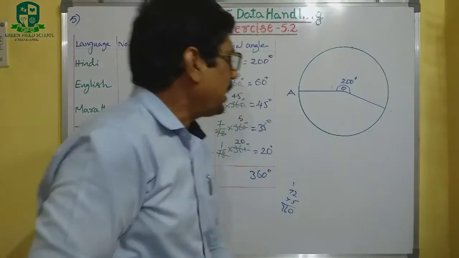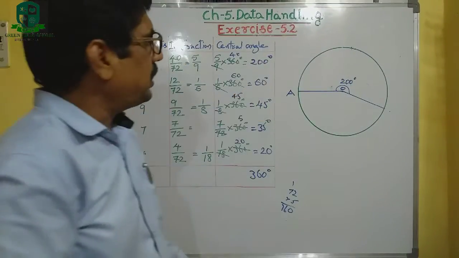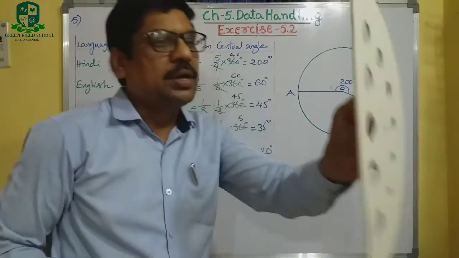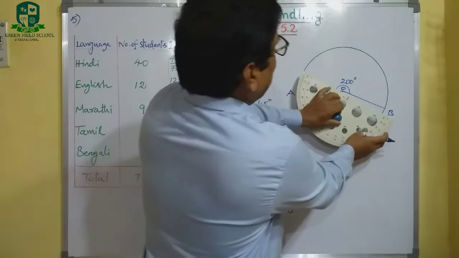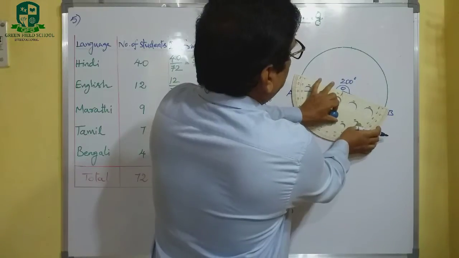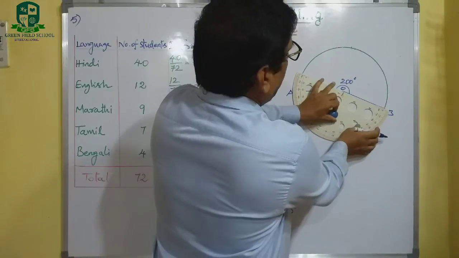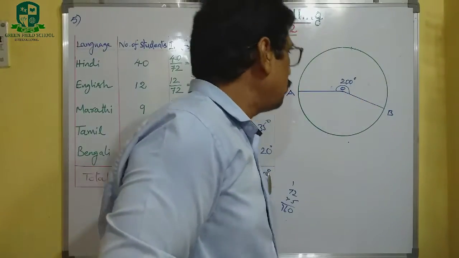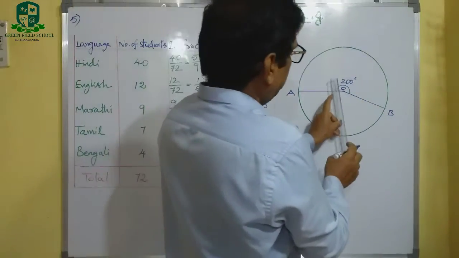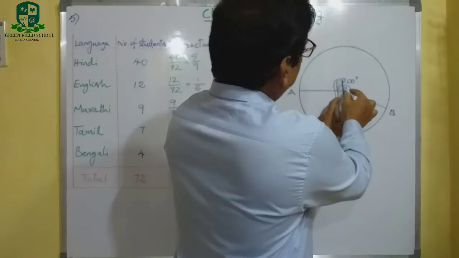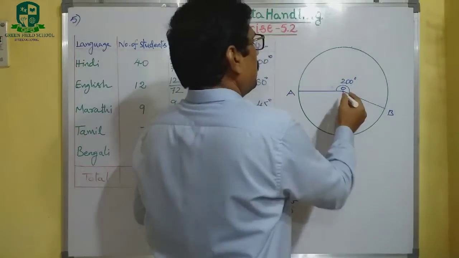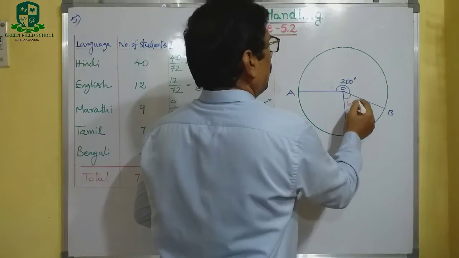Now, what is the next angle? The next angle is 60 degrees. This is A, this is B. Now we have to keep the protractor on OB with center O. Now we have to draw 60 degrees. So you have to join 60 degrees like this. Okay. Here I got the 60 degrees angle.